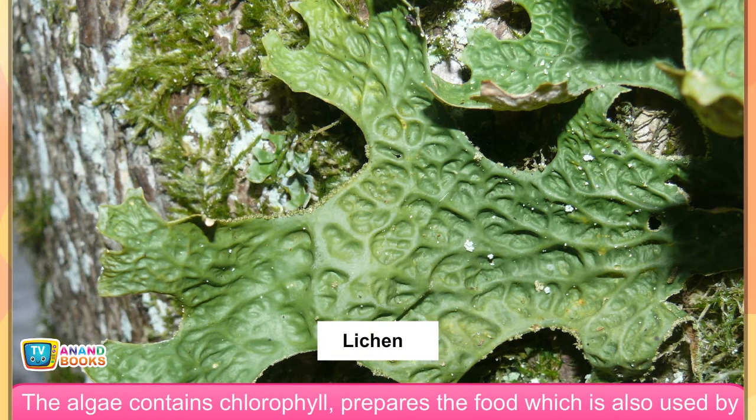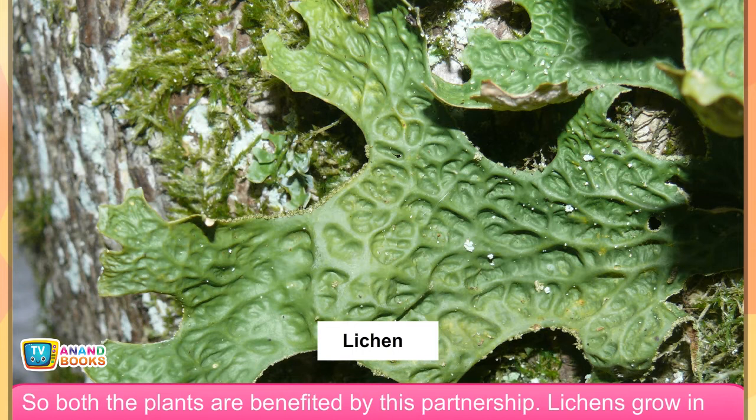The algae contains chlorophyll, prepares the food which is also used by the fungus, and in turn, fungus protects the algae. So, both the plants are benefited by this partnership. Lichens grow in rainy season with the warm atmosphere.